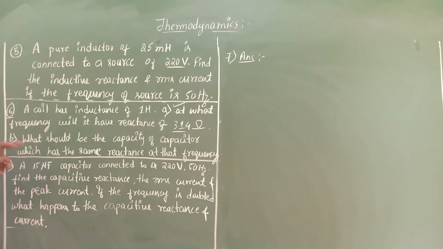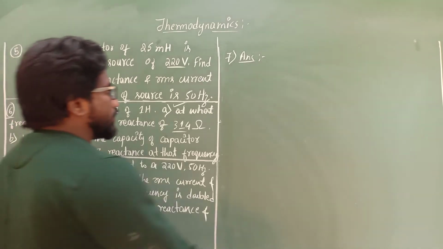A 15 microfarad capacitor is connected to a 220 volt, 50 hertz supply. That means a 220 volt source with a frequency of 50 hertz. So let me write the data that is given.